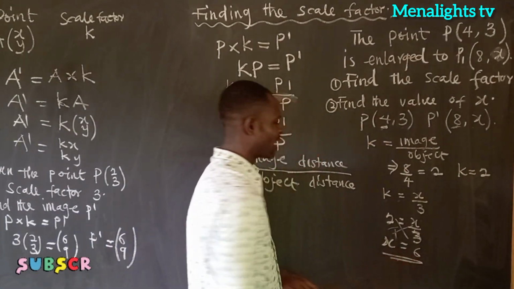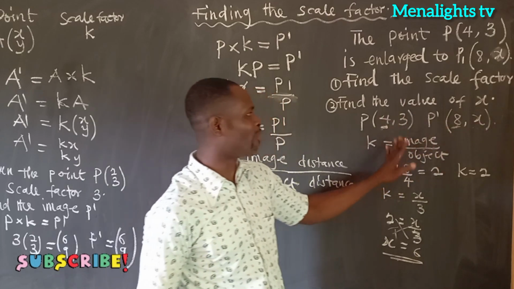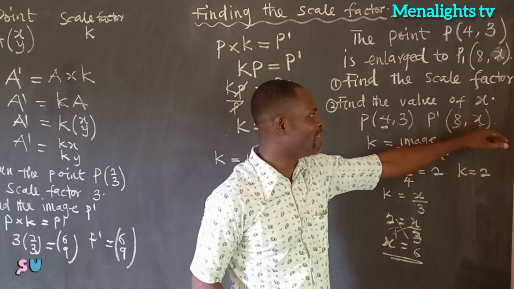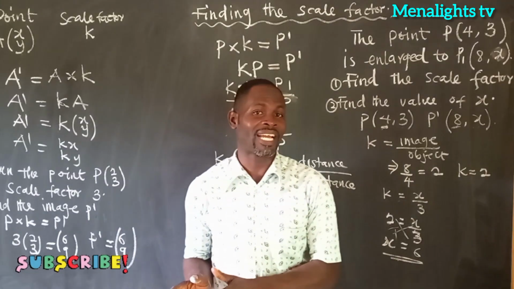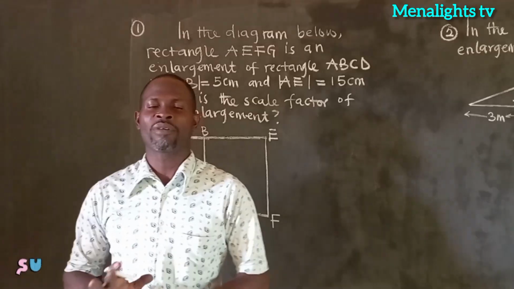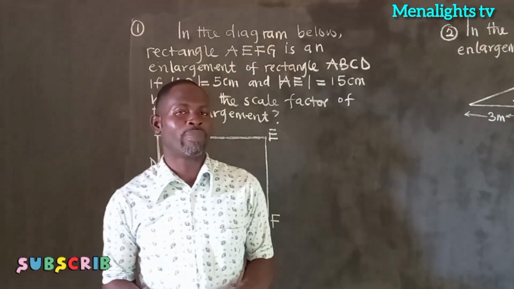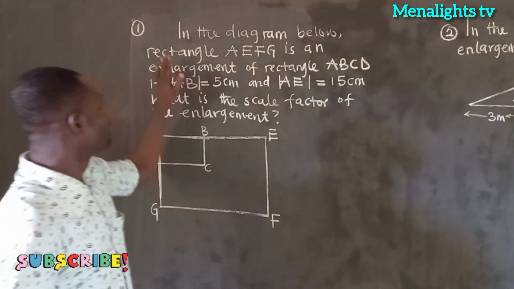So that means the image distance here for the y-axis, if we have the object as 3, then the image here is 6, when it is being multiplied or enlarged by the scale factor 2. Now we are going to look at some questions based on scale factor. So now let's look at this one.